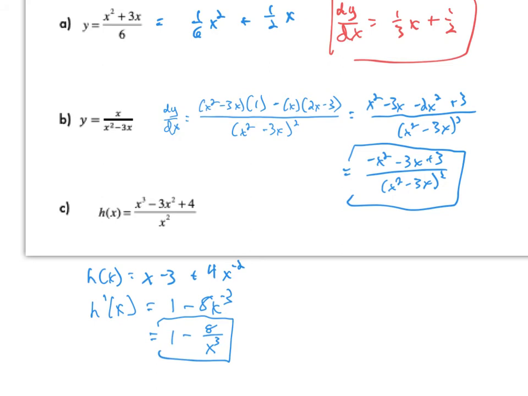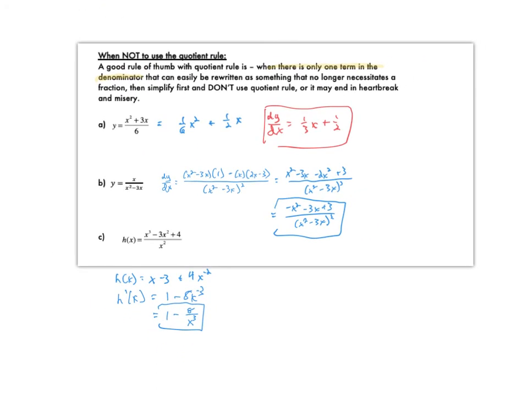Okay, so the big lesson here is if there's more than one term downstairs, use the quotient rule. If there is only one term downstairs, try to break it up into different fractions and make it easier on yourself that way.